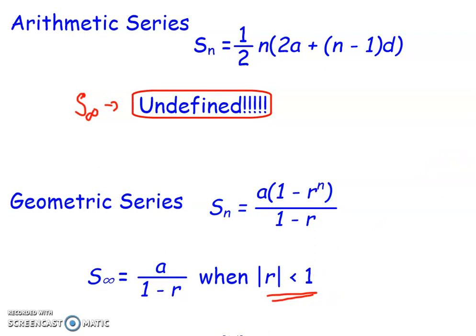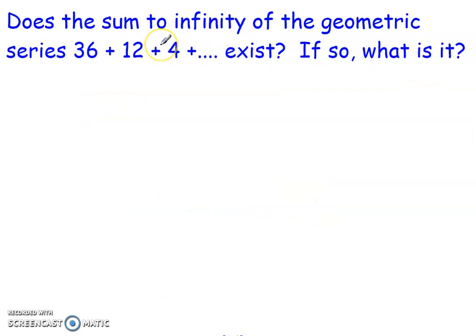So let's imagine we'll look at this in a couple of questions. Let's imagine I ask you the question, does the sum to infinity of the geometric series 36 plus 12 plus 4 continue to exist, and if so, what is it?